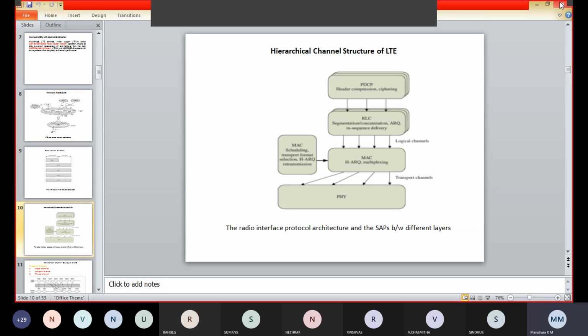So the next channel we have is the broadcast channel, that is BCH. So here it is a downlink channel which is associated with the BCCH logical channel, and it is used to broadcast system information over the entire coverage area of the cell. So here it has a fixed transport format defined by the specifications.